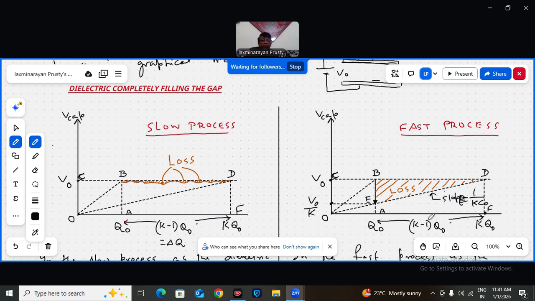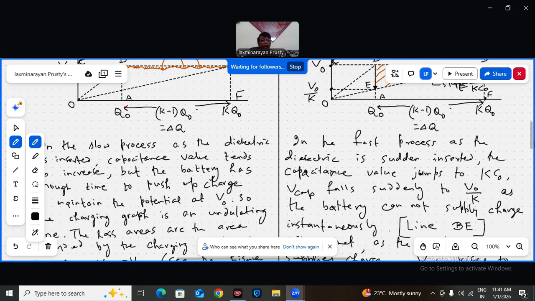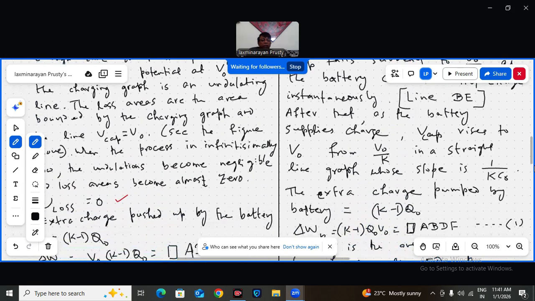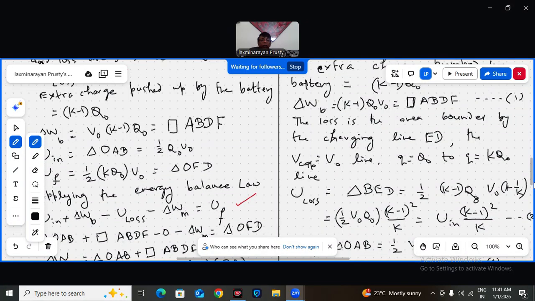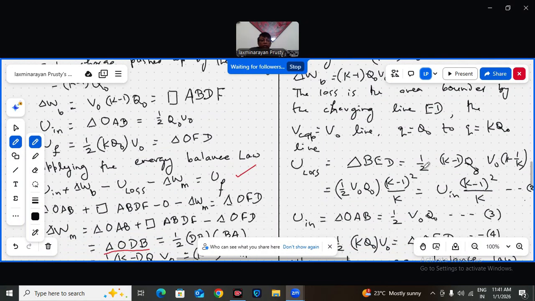Obviously BED triangle, so that is half BD into DE. What is BD? (K minus 1) Q naught. What is DE? V naught minus V naught by K. So half into the product of this base and height will give you the loss. Exactly half (K minus 1) Q naught into V naught (1 minus 1 by K). That gives you half V naught Q naught, or U initial, (K minus 1) whole square by K. That is U loss.